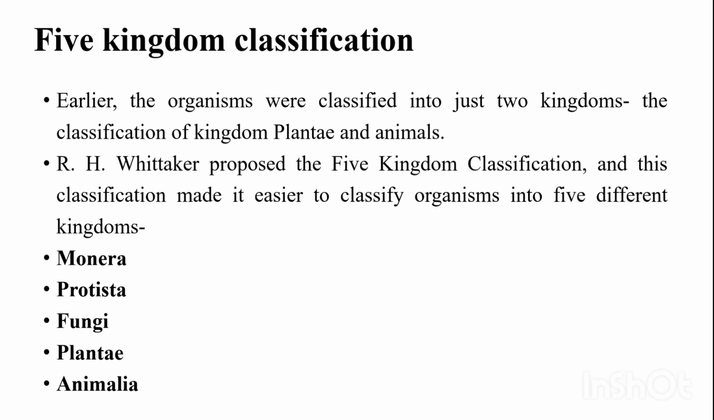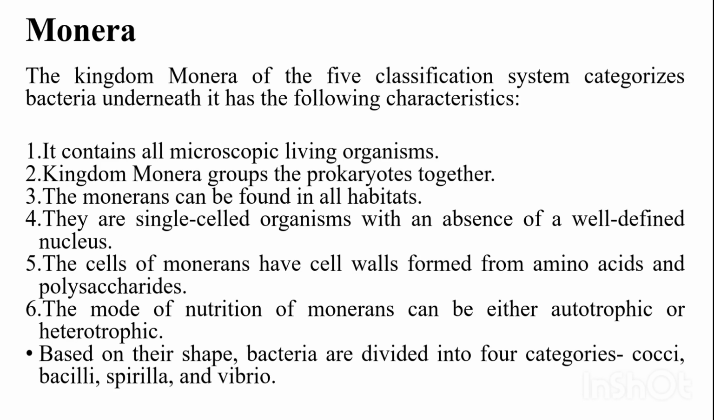So what are the characteristic features of these categories? At first the Monera. These are microscopic living organisms having a prokaryotic cell. These monerans can be found in all habitats. So the organisms placed under Monera have a simple microscopic structure with a prokaryotic cell. The monerans can be found in all habitats because under Monera, archaea and bacteria are present.